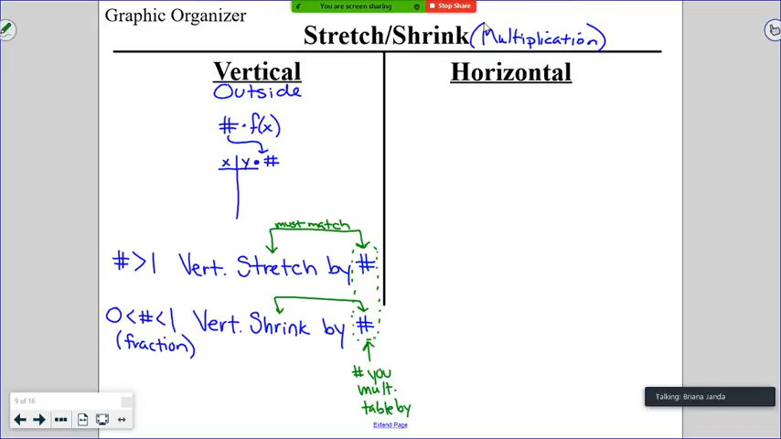Okay, we will pick back up with this side when we get back from lunch.